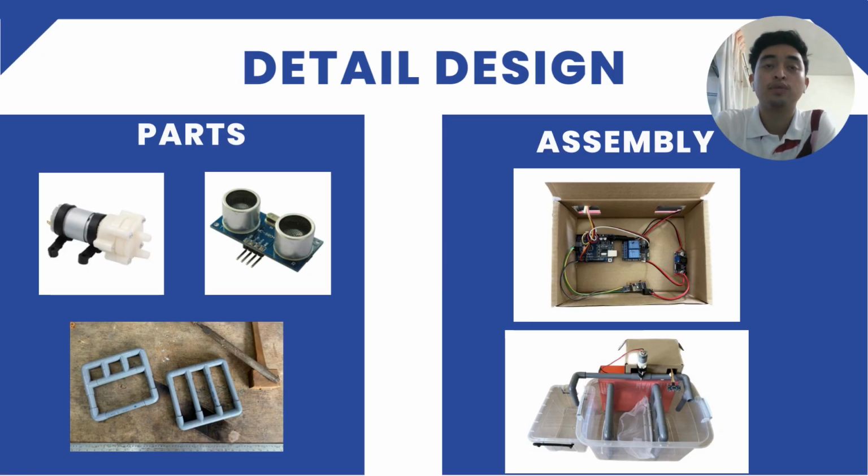These are the parts that we will be using in our product. First is the diaphragm electric water pump motor that we will be using to transfer the water from the front barricade to the rear barricade. Next is the ultrasonic sensor to read and monitor the water level and also to trigger the water motor to operate. And lastly, the front and rear barricades to contain the waste collected in the drain.